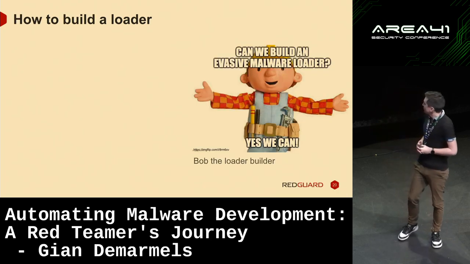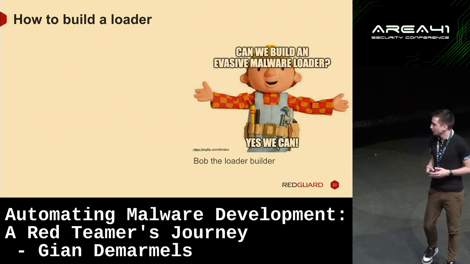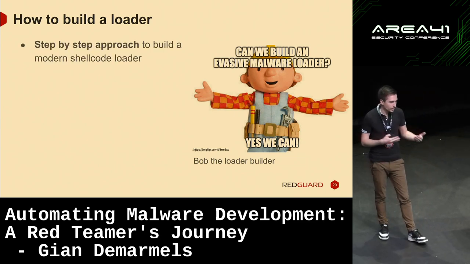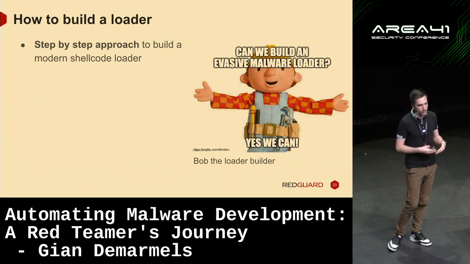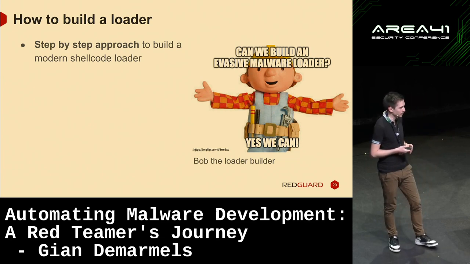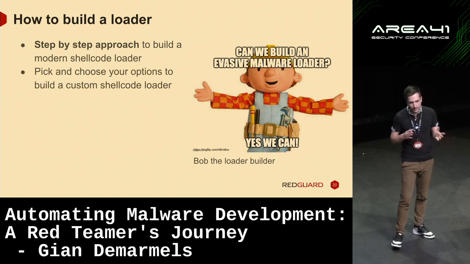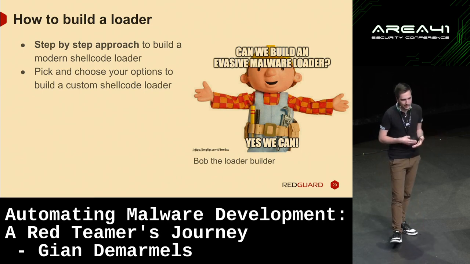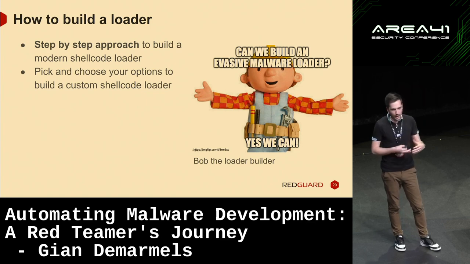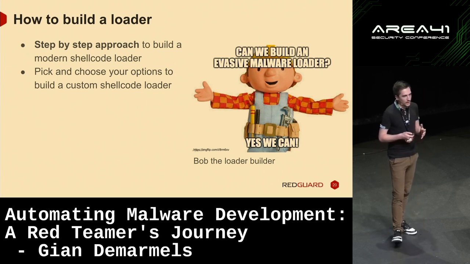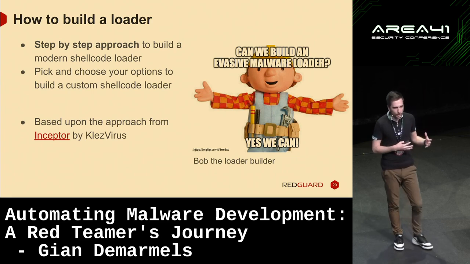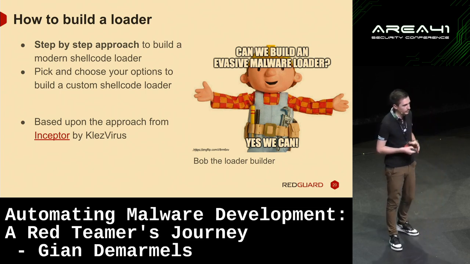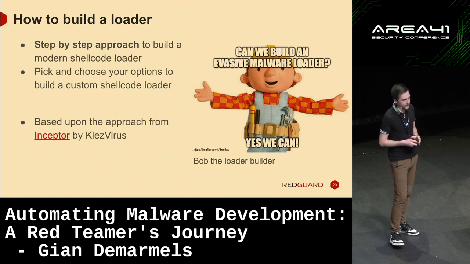I took inspiration from an expert, Bob the loader builder, on how we can build such a modern malware loader. Here I want to present a step-by-step approach on how we can build one of these loaders. The idea is to present 12 steps where we can pick and choose the options to then build a custom shellcode loader out of the chosen options. This approach is not really new. I took the approach from Inceptor and just adjusted some steps to further automate it, which we are going to see later.